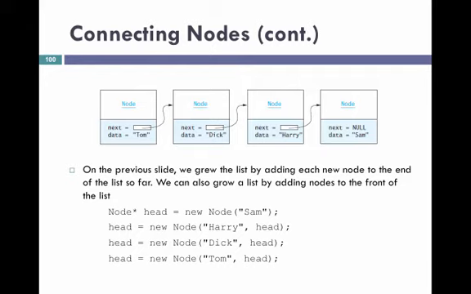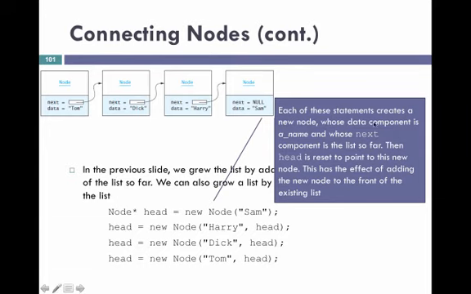Now, on the previous slide, we grew the list by adding each new node to the end of the list so far. We could also create a list and add nodes at the front of it. So here we'd have a node head, which is a node pointer, and we generate the node Sam. And this second statement adds Harry to the list in front of Sam. Notice that each of these statements creates a new node whose data component is a name and whose next component is the list so far.